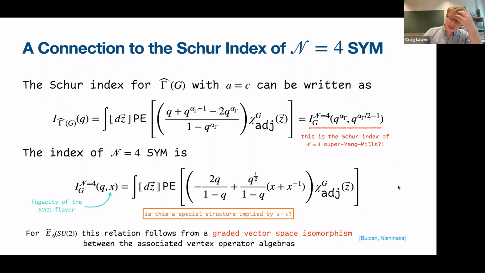So I can't remember the details right now, but I can say a little bit about this one example, where you actually see this graded vector space isomorphism. Using this isomorphism, you can construct the map between all of the strong generators of the VOA of this E6 hat theory, which is something called the A6 theory. It was some VOA written down by Fagan and Tipunin some time ago. This is pointed out in this Buikan-Nishinaka paper.